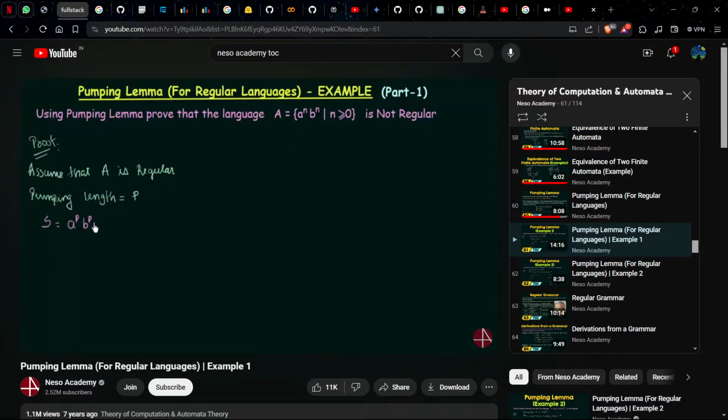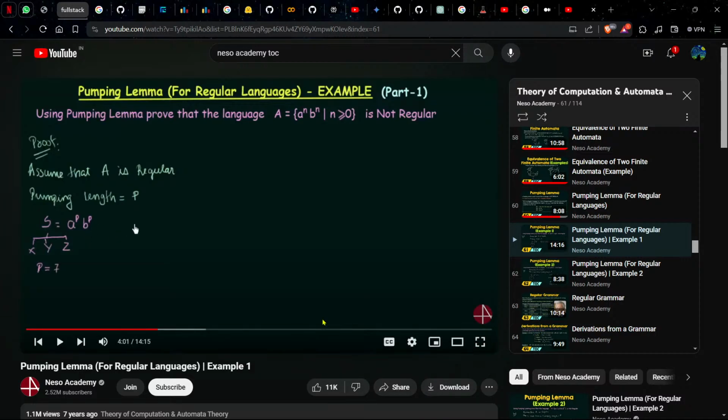A language of this form. So again, I'm taking p, which is the pumping length. Now what was the next step? We need to divide this into three parts. What are they? x, y, and z. Alright. Now let's see how we can divide this into three parts x, y, and z. So for now, let me just assume that my pumping length p is equal to 7.